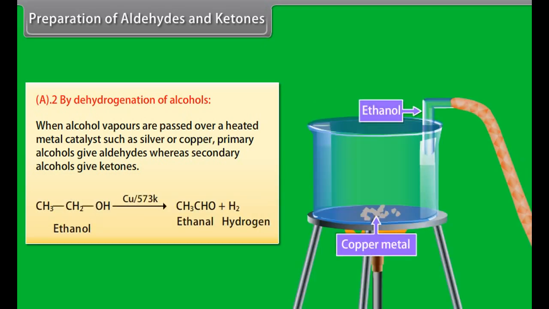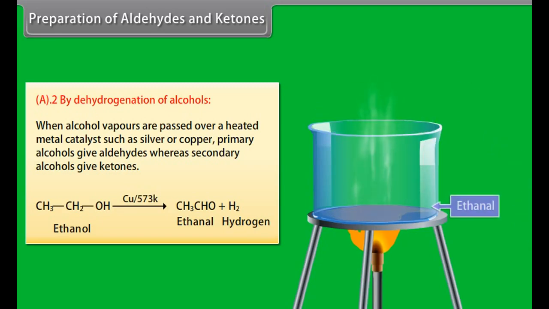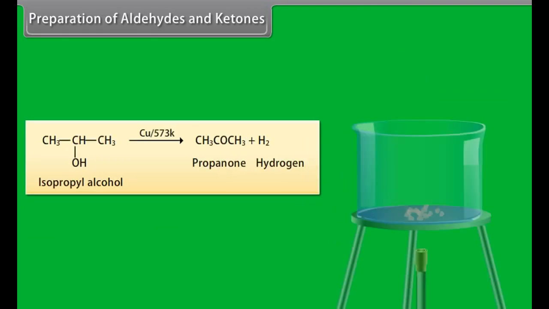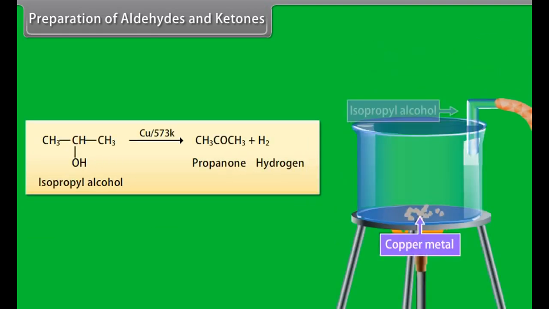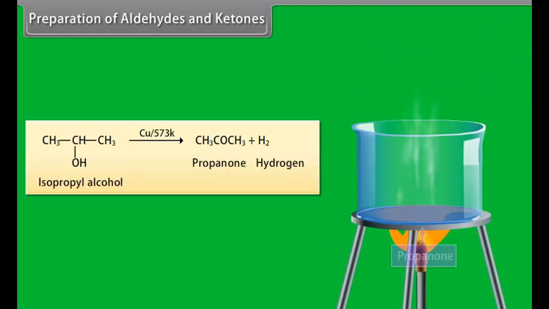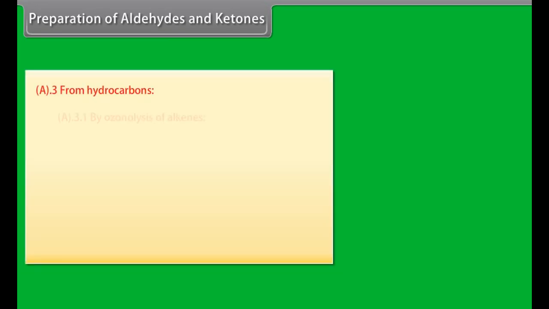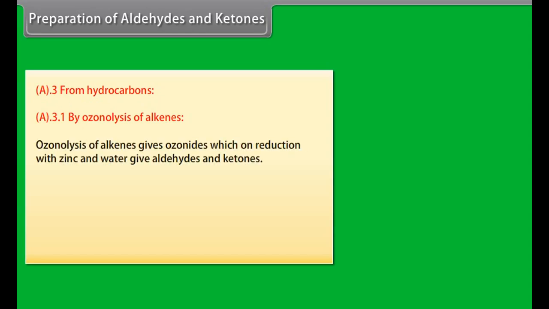When vapors of ethanol are passed over copper, then ethanal is formed and hydrogen gas is released. When vapors of isopropyl alcohol are passed over copper, then propanone is formed and hydrogen gas is released. Preparation of aldehydes and ketones. From hydrocarbons. By ozonolysis of alkenes. Ozonolysis of alkenes gives ozonides which on reduction with zinc and water give aldehydes and ketones.